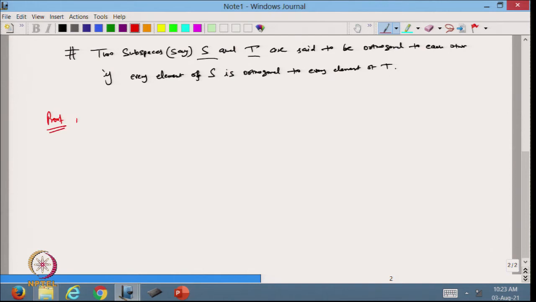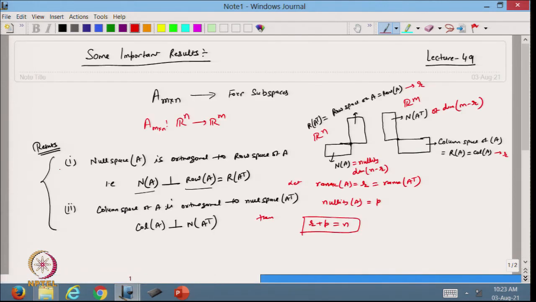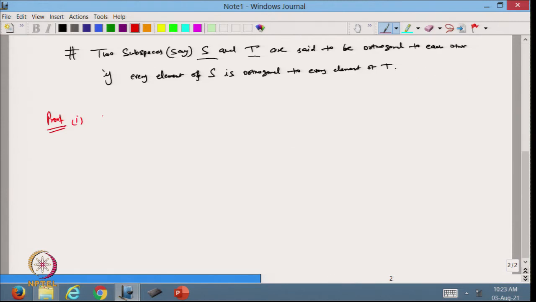Proof of the first result: I want to show that the null space of A is orthogonal to the row space of A. Now suppose we have A x equal to 0. So this is my A, that is m cross n, and x is n cross 1, and that is equal to 0.